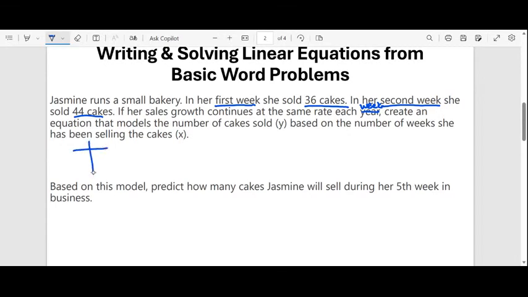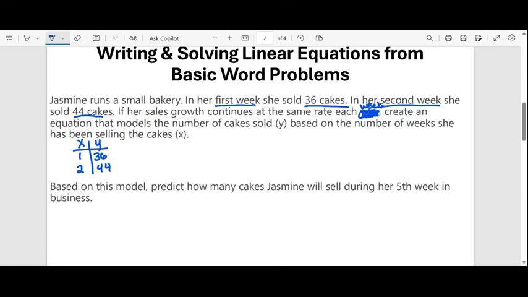So we're going to say we have an X and a Y. So we'll have our first week, she had 36 cakes. And then the second week, she had 44 cakes. And sorry about that typo where I wrote year. Clearly, I recycled this from the previous problem.